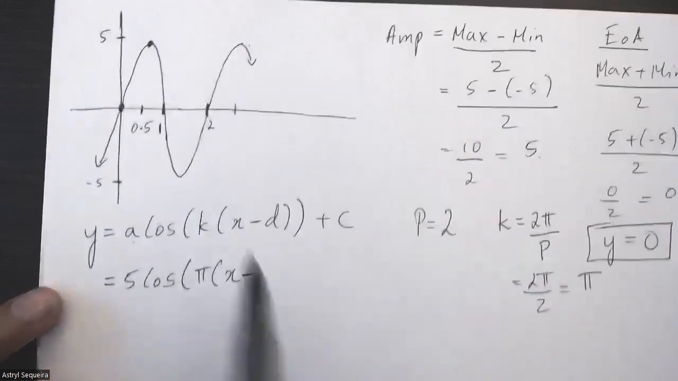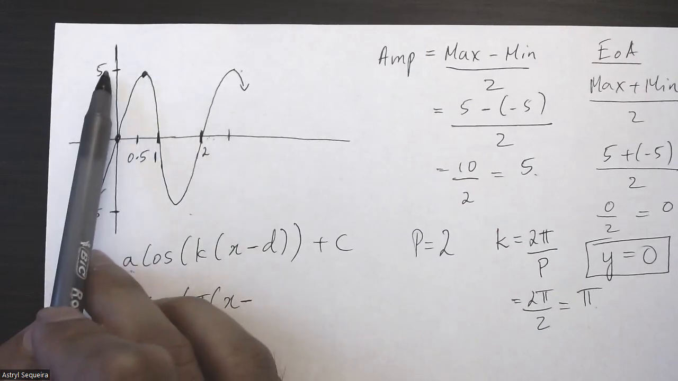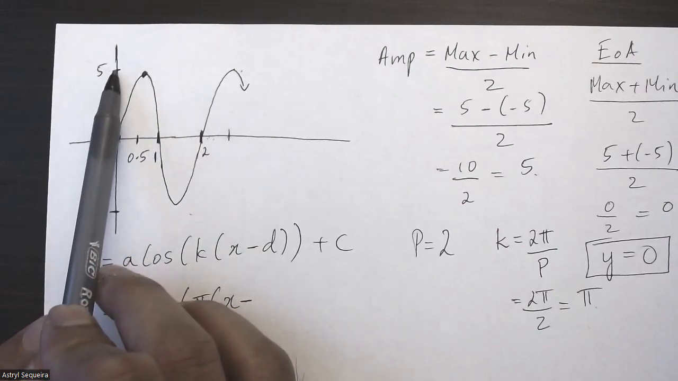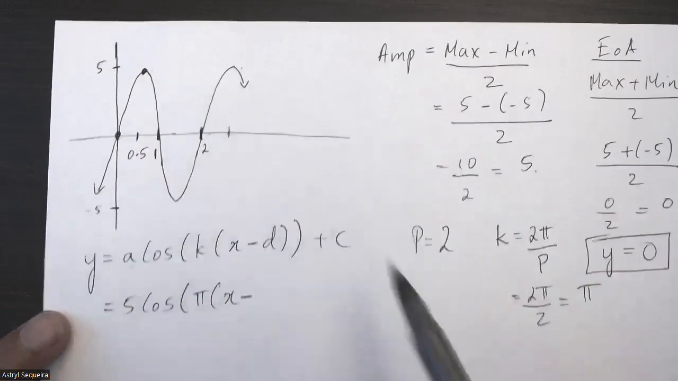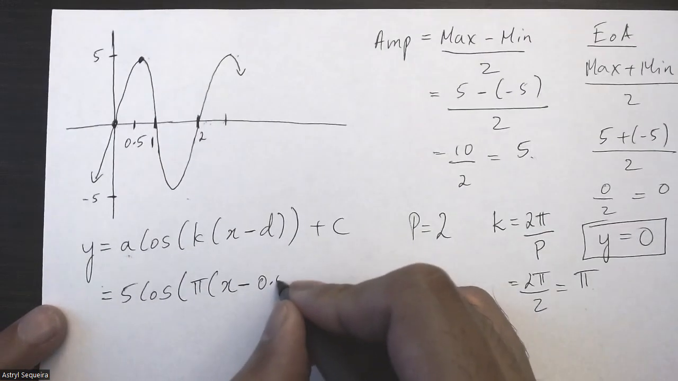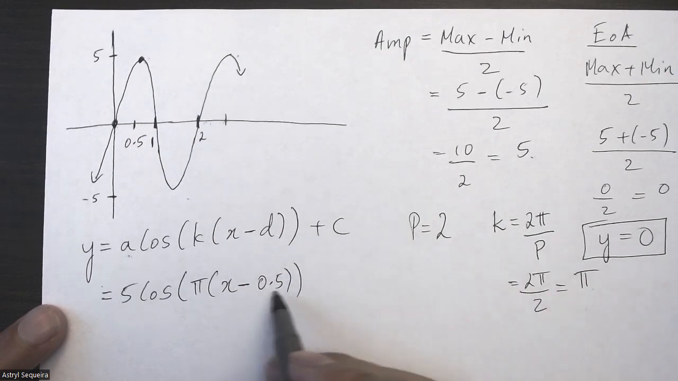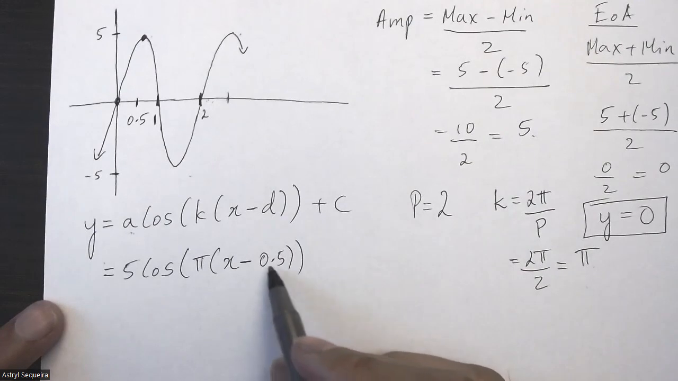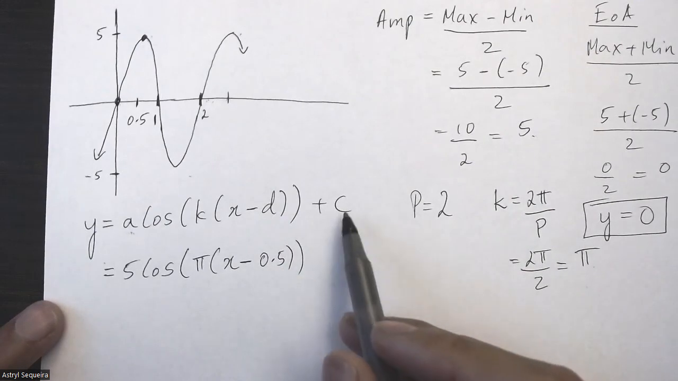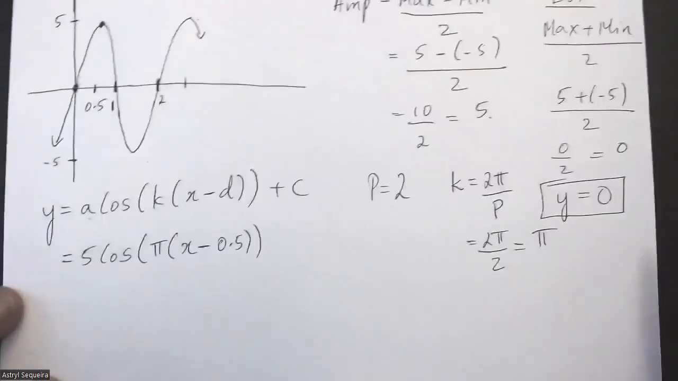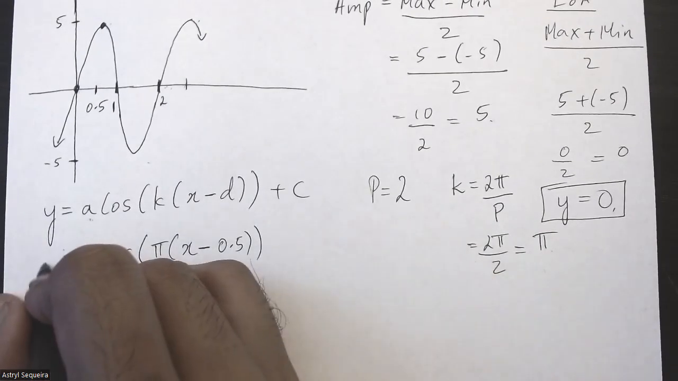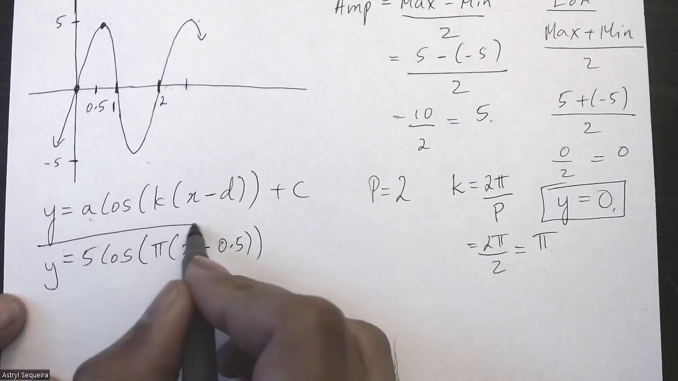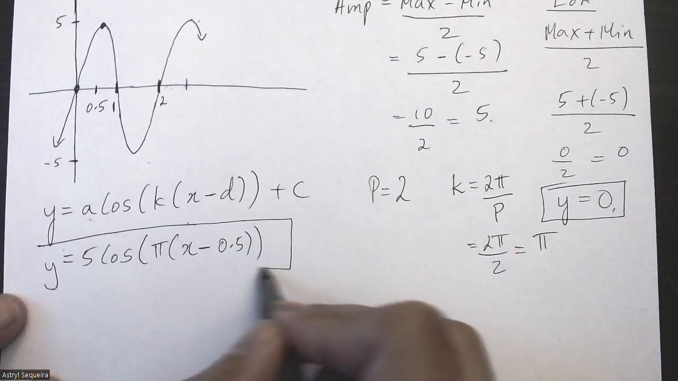This graph is phase shifted because, like I said, a cos graph should normally start at the axis over here. This is phase shifted to the right by 0.5 units. So I have x minus 0.5 because in terms of transformations, this signifies a shift to the right by 0.5 units. And c is my equation of axis, which is 0 in this case. So I don't even have a c value. So basically, this is my final equation of that graph.